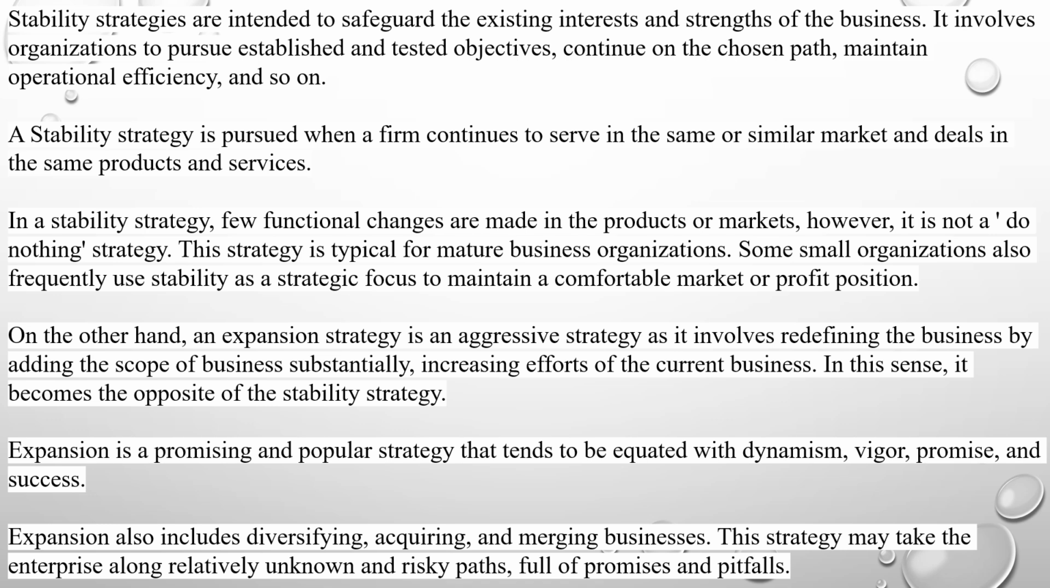Expansion is a promising and popular strategy that tends to be equated with dynamism, vigor, promise, and success. Expansion also includes diversifying, acquiring, and merging businesses. This strategy may take the enterprise along relatively unknown and risky paths full of promises and pitfalls.